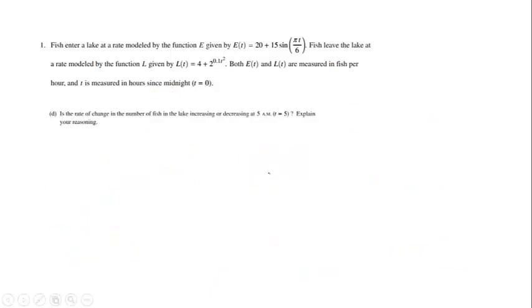Okay, D. This is a little confusing one. Is the rate of change in the number of fish in the lake increasing or decreasing at t equals 5? Explain your reasoning. If we want to find whether something is increasing or decreasing, we always take the derivative of it at that time. If my derivative is positive, my rate will be increasing. If my answer is negative, my rate will be decreasing. So we need to take the derivative of this.